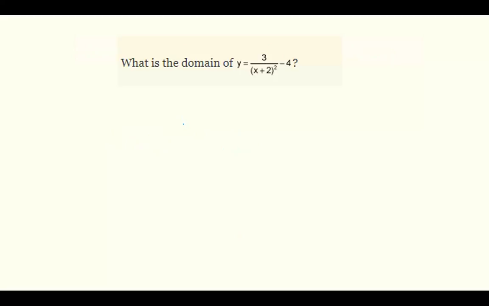What is the domain? Again, we don't want 0 in our denominator. So what we can do is take what's inside of our parentheses in the denominator, and we don't want it to equal 0. So x cannot equal -2, because if it does, it would give me a 0 in my denominator, causing our function to be undefined.